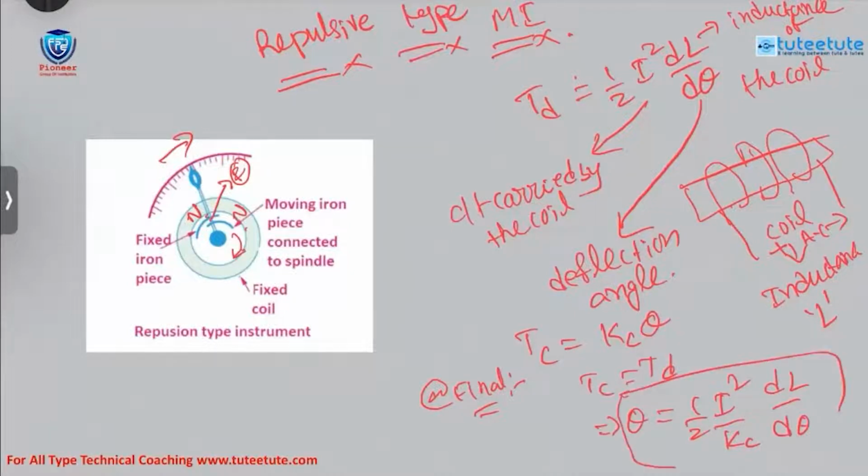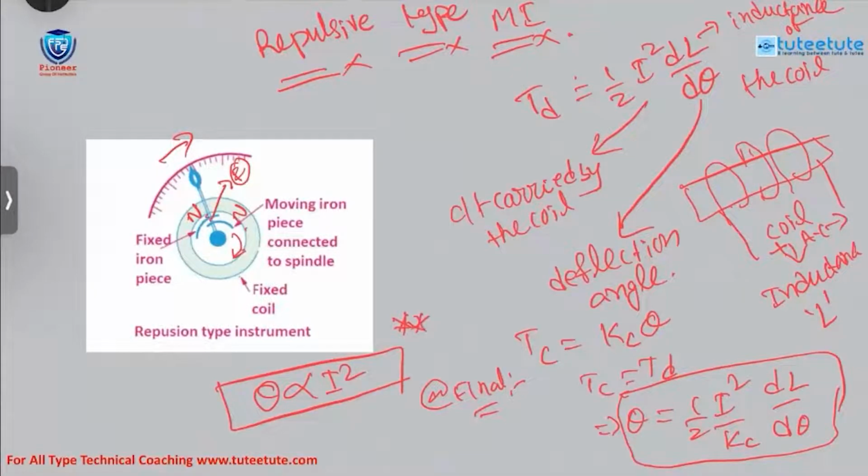From this formula, the relation is important. The deflection of the pointer is directly proportional to I square. This is an important point. If you observe the PMMC meter, their deflection theta is directly proportional to current, that means the measuring quantity. But here it is not directly proportional to I, it is directly proportional to the square of the current.